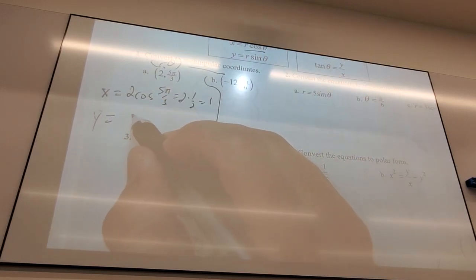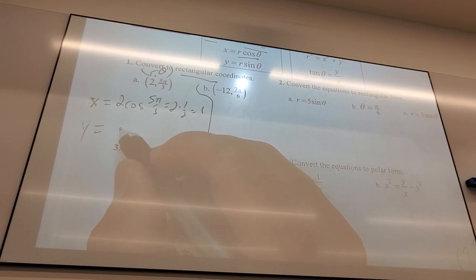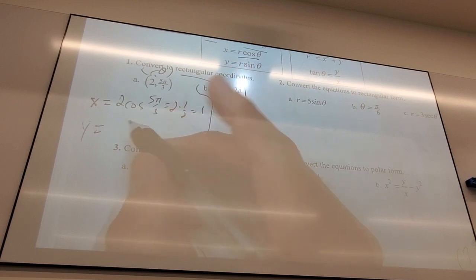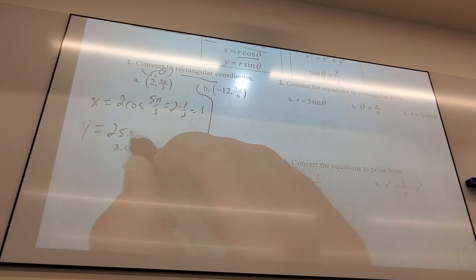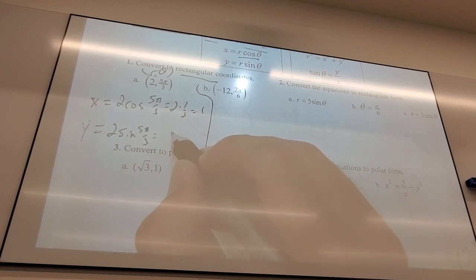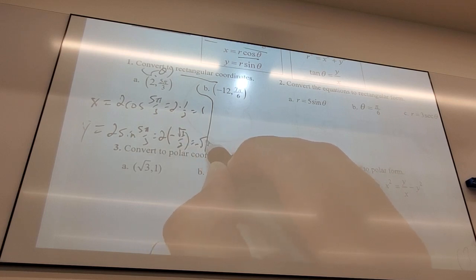So what's y going to be? Yeah, 2 times sine 5 pi over 3. What's sine of 5 pi over 3? Good, it's negative because we're in quadrant 4. Say it again. Root 3 over 2, so I get negative root 3.